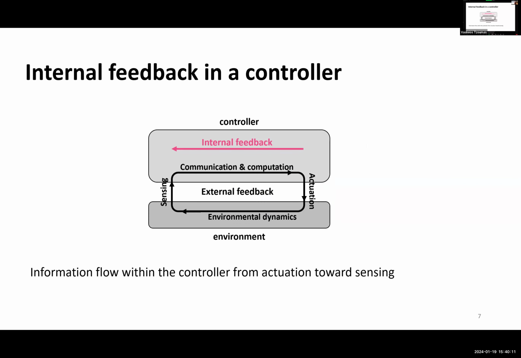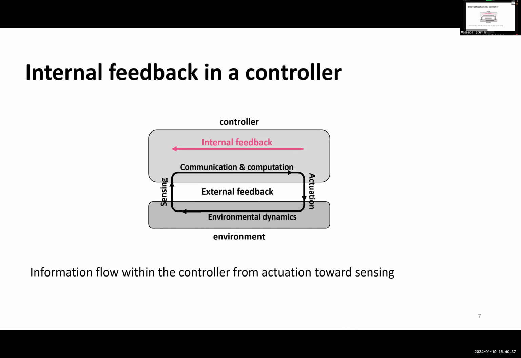So first I have to give a definition of internal feedback. In a controller, be it cyber-physical, mathematical, or biological, we can think of internal feedback, denoted by the pink arrow, as information flow inside the controller from actuation towards sensing. So here we have a controller and a plant, right? Or an animal or an environment, whatever you want to think of your system as.